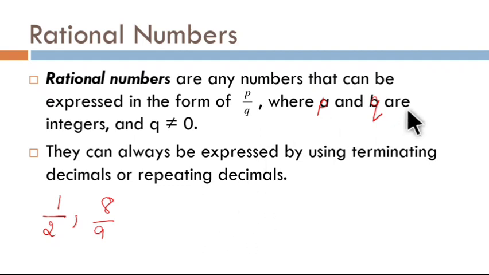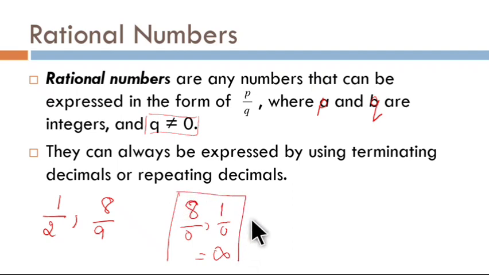And one more condition we have: q is not equal to 0. That means you can't write 8 by 0 or 1 by 0, because when you divide any number by 0 you get infinity as the answer. When you get infinity, that is not a rational number. So the condition for a rational number is that p and q are integers and q does not equal 0.